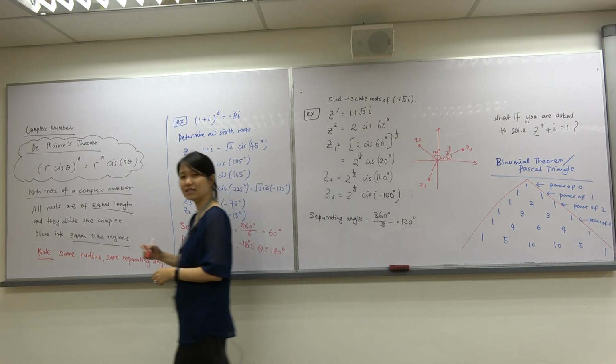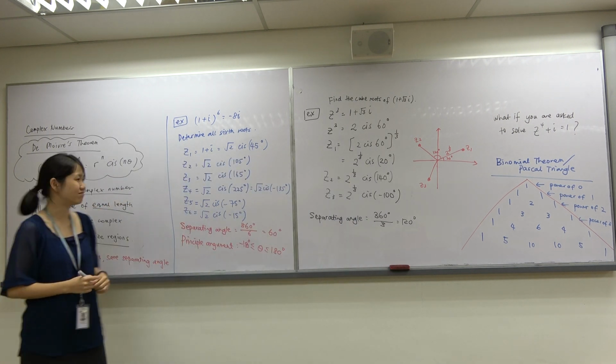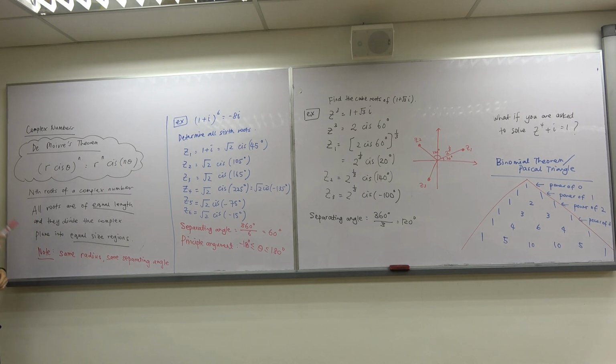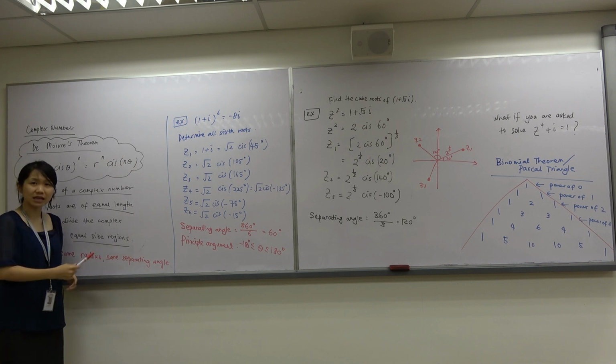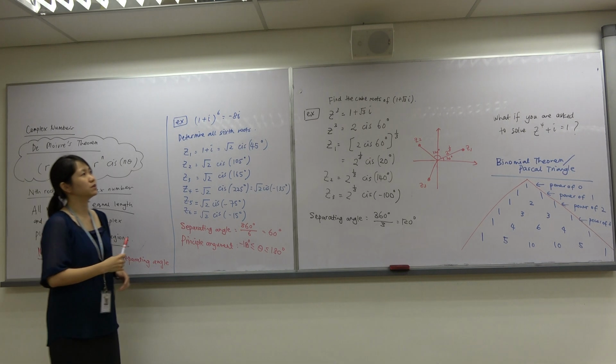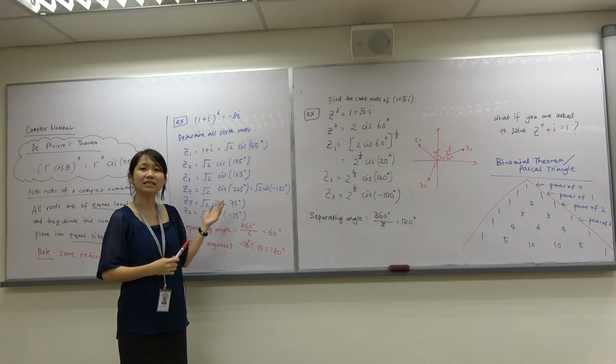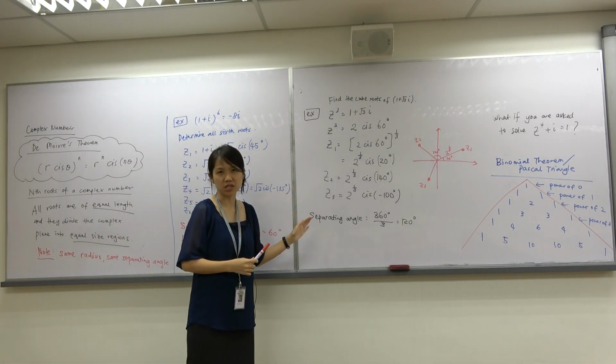So let's do n roots of a complex number. What to note over here is that all roots of a complex number are of equal length and they divide the complex plane into equal size regions. To put it simply, all roots of a complex number must have the same radius and the same separating angle. Let's look at two examples: one is slightly easier and another is what you usually see in exams.